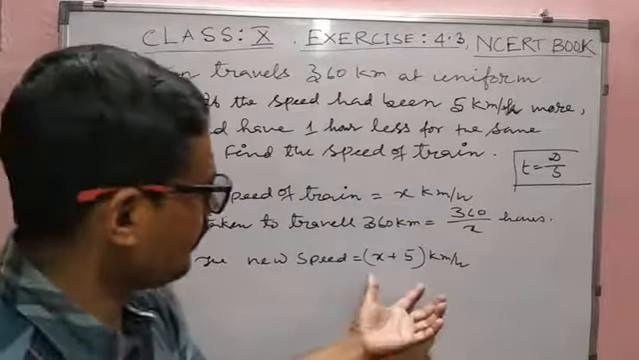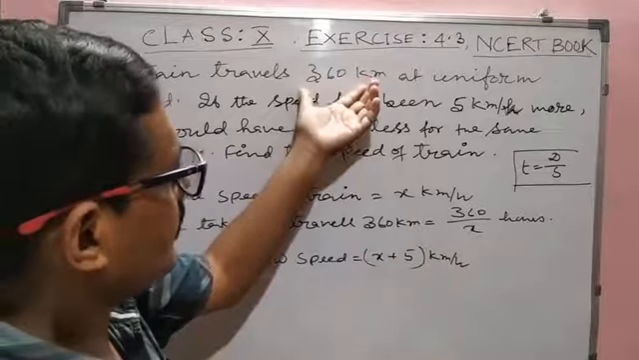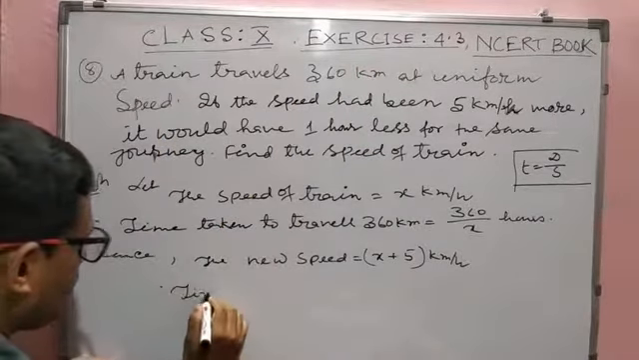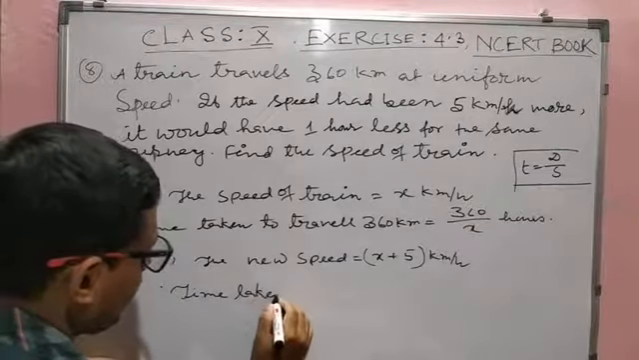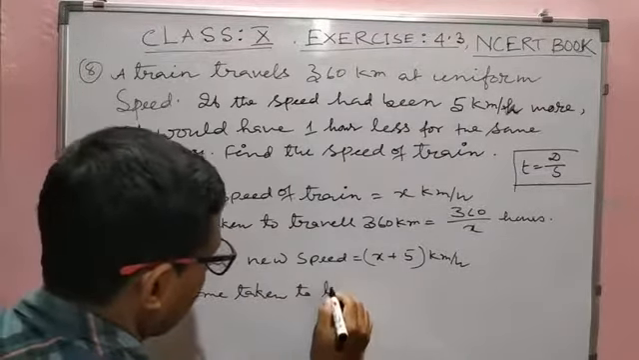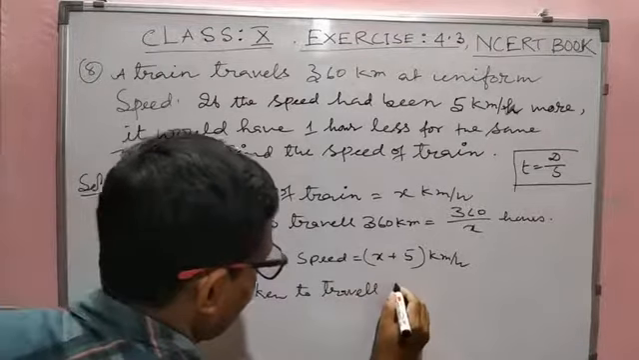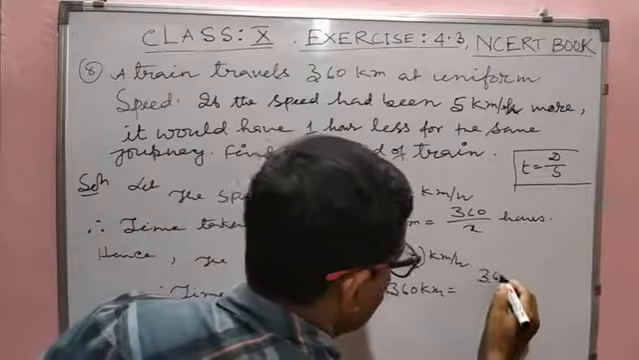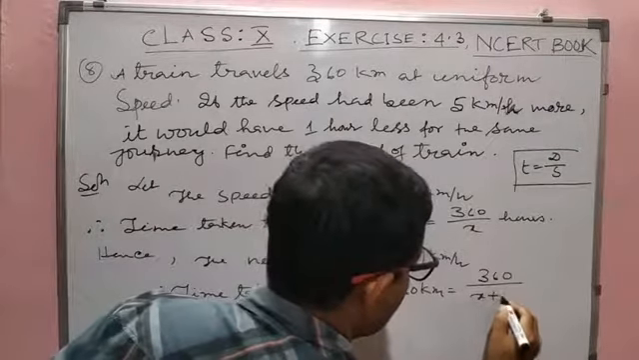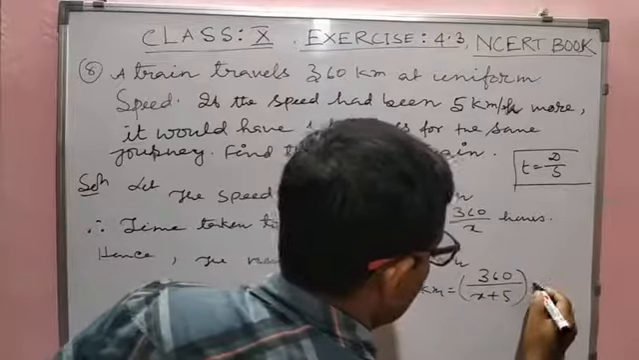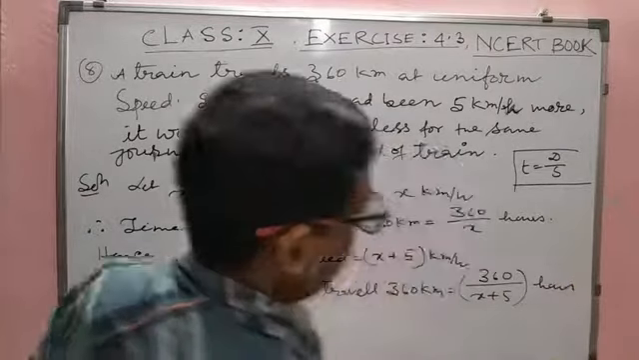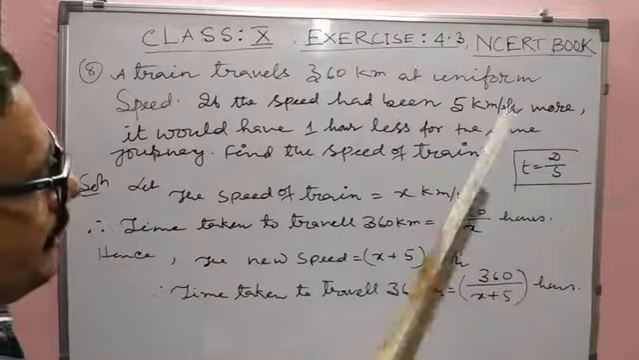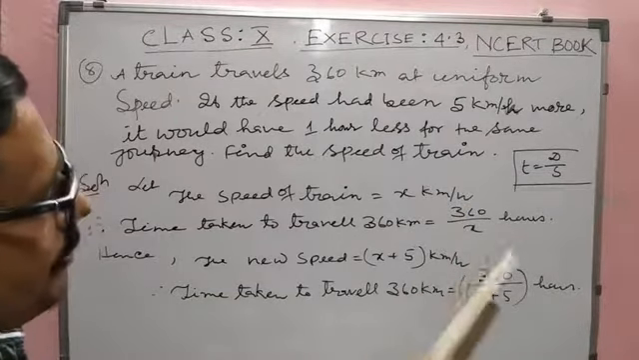Now with this speed, it is again traveling the same distance. So let us find out the time now. Therefore, time taken to travel 360 kilometer equals 360 by x plus 5 hours. So this is the time taken at the original speed. This is the time taken when the speed becomes more.